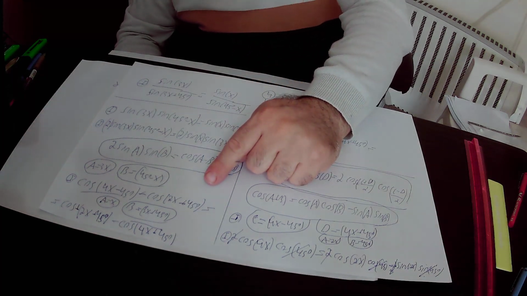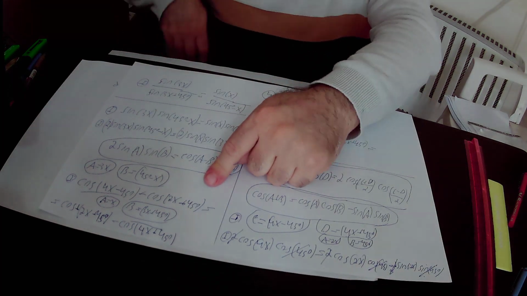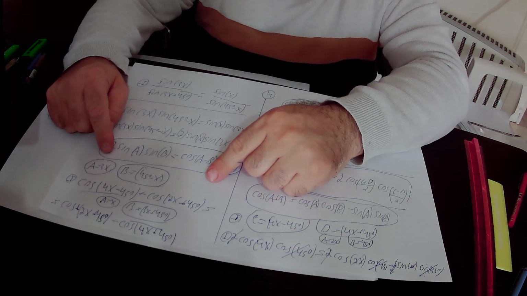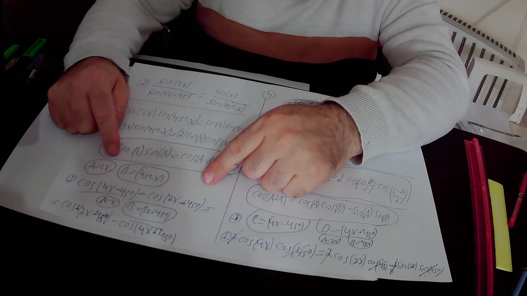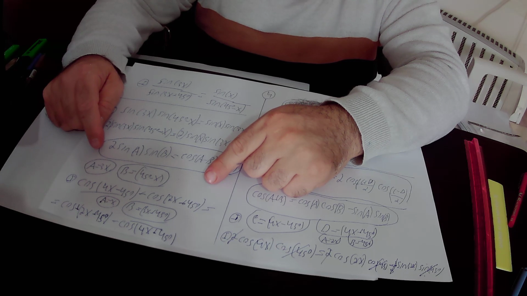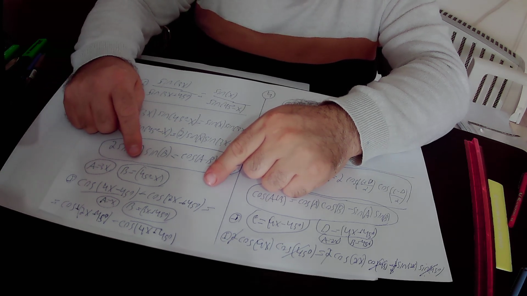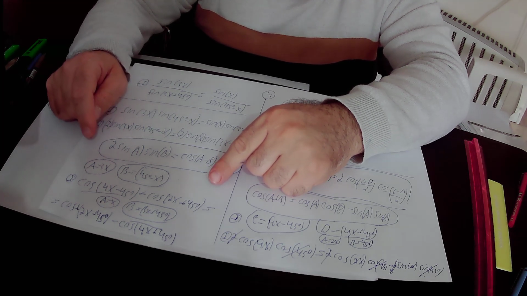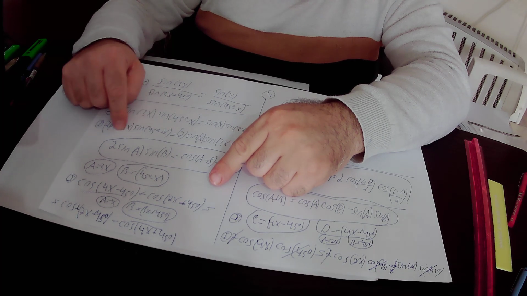So minus cosine A plus B. A plus B, A is 3x and B is 45 degrees minus x. So A plus B is 3x plus minus x, which is 3x minus x, that is 2x. And 0 minus 45 degrees is minus 45 degrees. So we got here minus cosine 2x plus 45 degrees. So we finished with this expression.